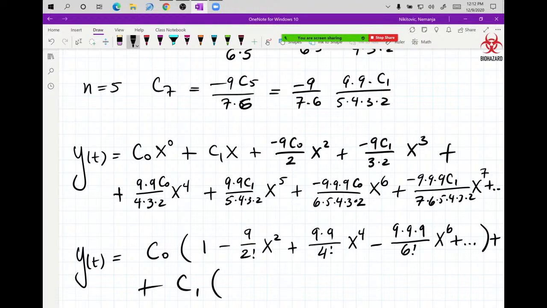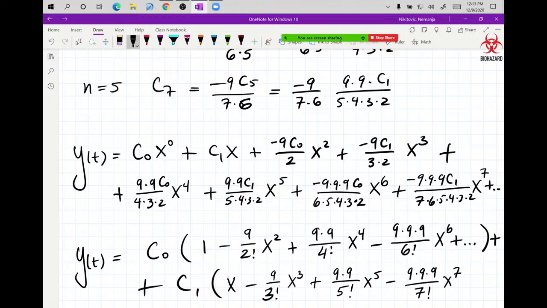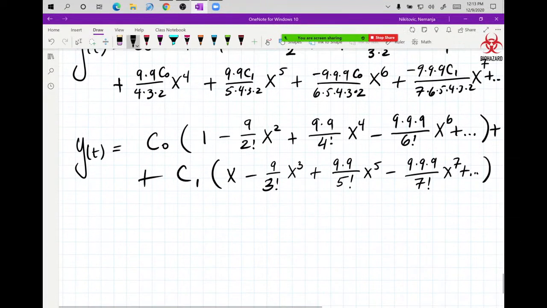Plus C1 is x minus 9 over 3 factorial of x cubed plus 9 times 9 over 5 factorial x to the 5 minus 9 times 9 times 9 over 7 factorial x to the 7 plus going on forever there. And there's your answer.